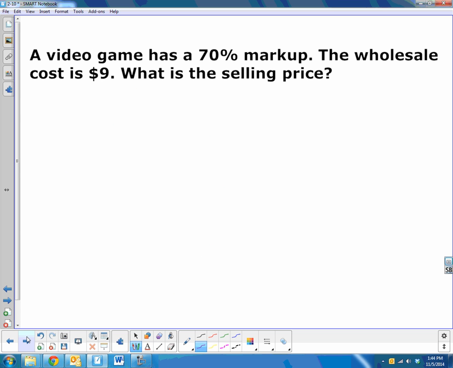Video game, 70% markup. So it's going up, it's getting bigger, it's getting more expensive. So 70% markup. The wholesale cost, the original cost was $9, and we got to figure out what the selling price is. So if we solve, we multiply both sides by 9 to get x by itself. And you'll notice I keep going back and forth between decimals and percents, decimals and fractions, proportions and equations. I don't care which way you do it, but we need to be able to look at both of them and work with both ways of doing it. And so we should get 630.